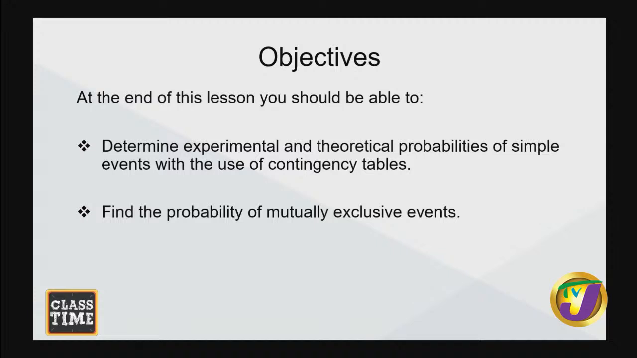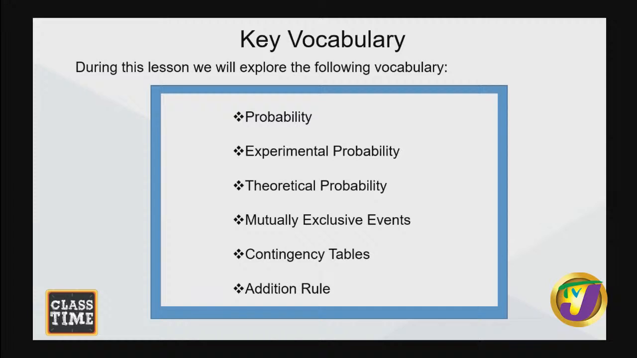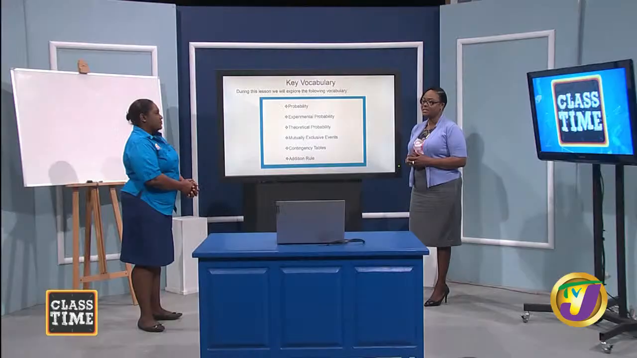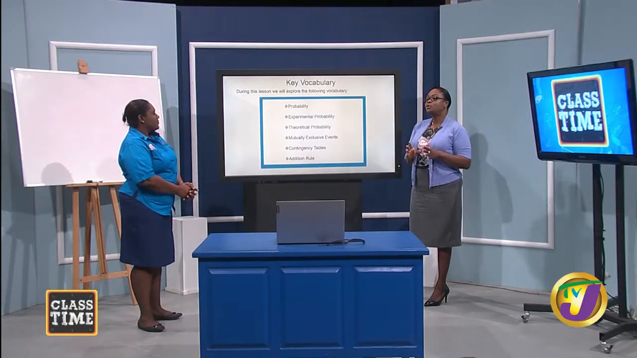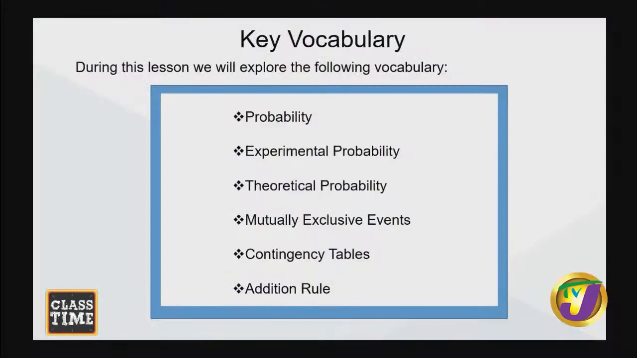During this lesson, there are some key vocabulary that we'll be exploring, and I'm asking you to pay attention to these so that as we go through, you can tick them off. Probability, experimental probability, theoretical probability, mutually exclusive events, contingency tables, addition rule.